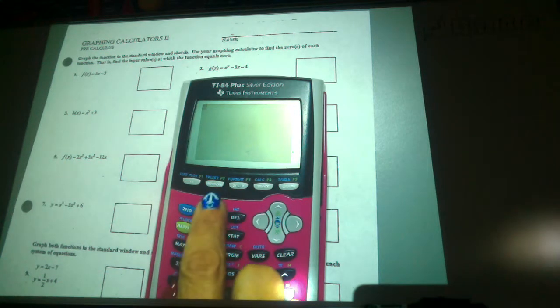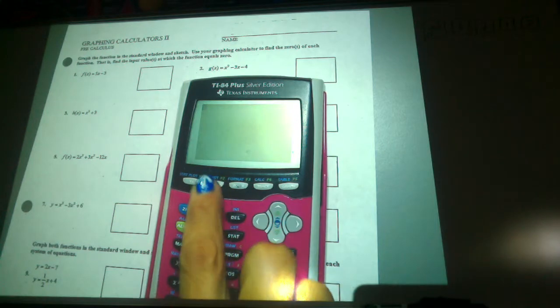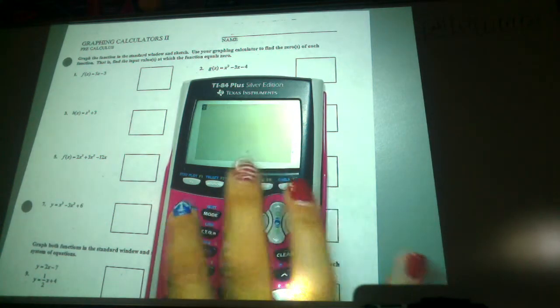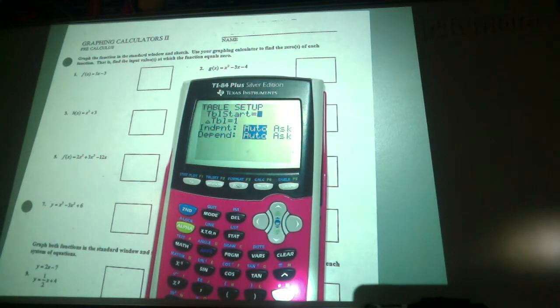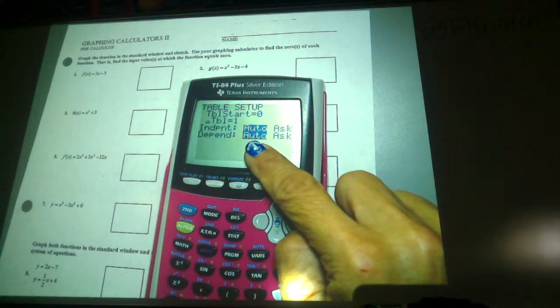Alright, so see how above window it says table set? You want to go to second function because it's in blue or whatever color it is. Is it a blue one or a yellow? So you want to hit the blue key, second function, and hit window. No, I must not have hit that. Second, table set. So it should say table set. You want to make sure, because it probably says auto.